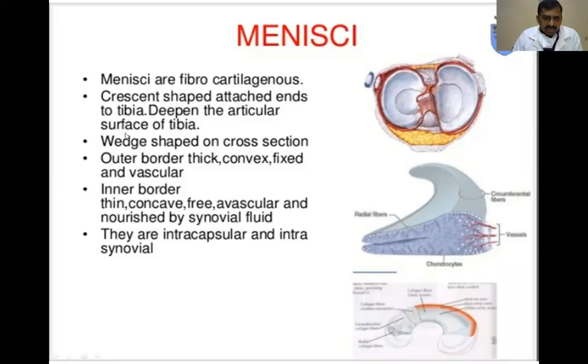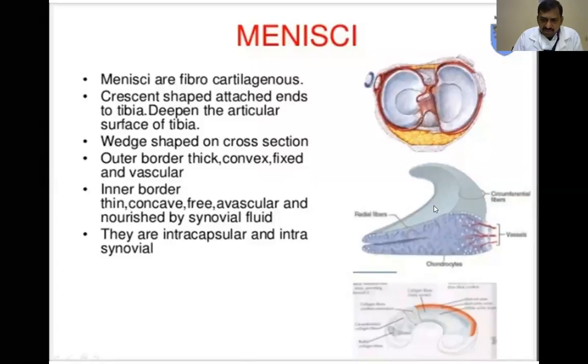They are wedge shaped on cross section. This is the wedge shaped section. In cross section, the outer border is thick, convex, fixed, and vascular. You see, this is the outer border. It is thick, fixed, and convex, and it is vascular. It receives blood vessels directly.